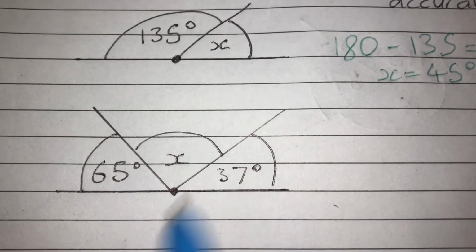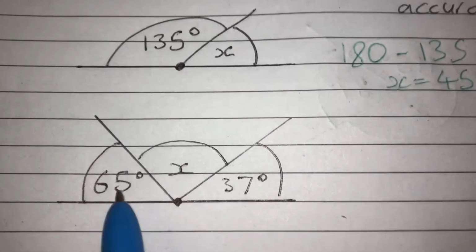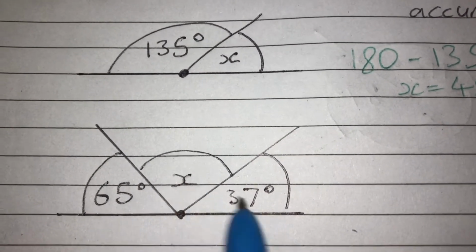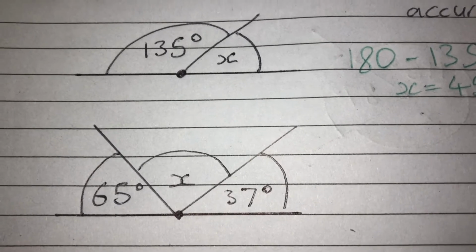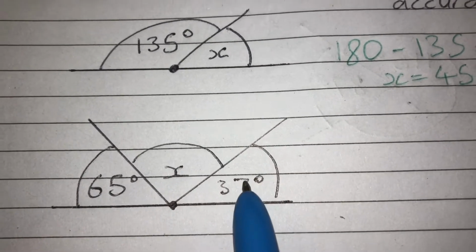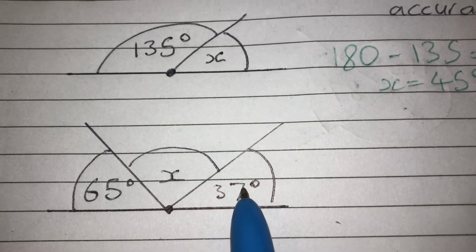The second example is something similar to this. All right. This time we have three angles, but again, because they're on a straight line, all three angles should add to 180 degrees. So to find the one that we don't know, we add the two that we do know, and we simply subtract that from 180 degrees.